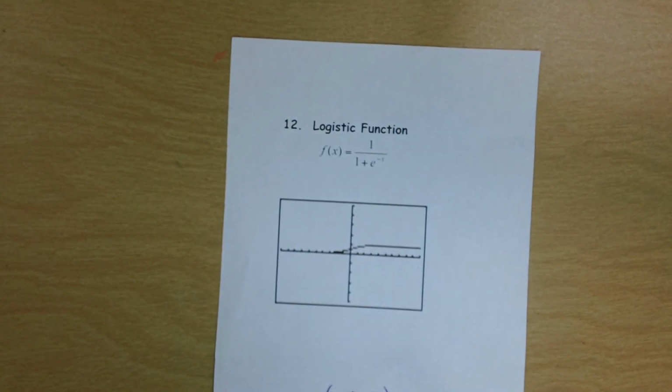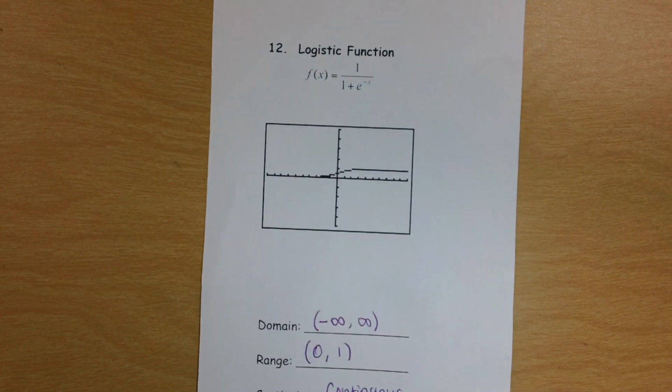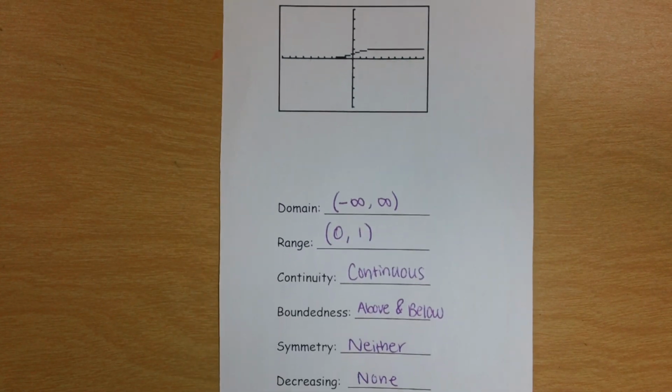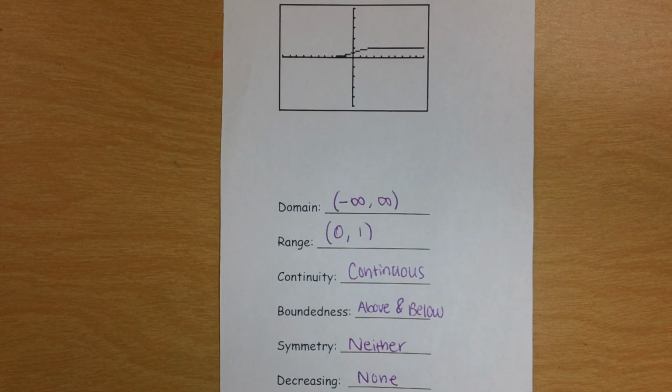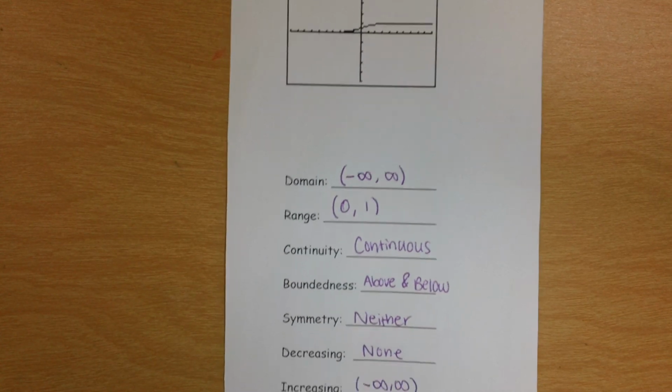This is our logistic function. F of x equals 1 over 1 plus e to the power of negative x. The domain of this function is from negative infinity to infinity, and as you can see on the graph, the x values go on forever. The range of this function is from 0 to 1, and we use parentheses because the function never touches 1 or 0.